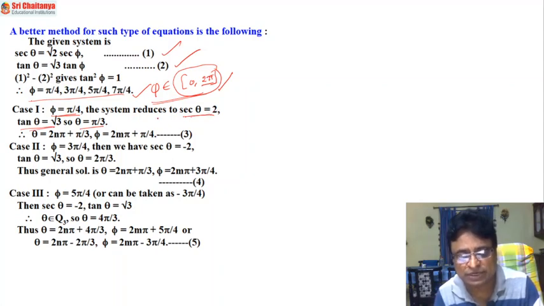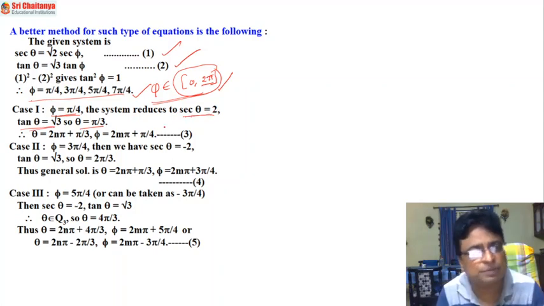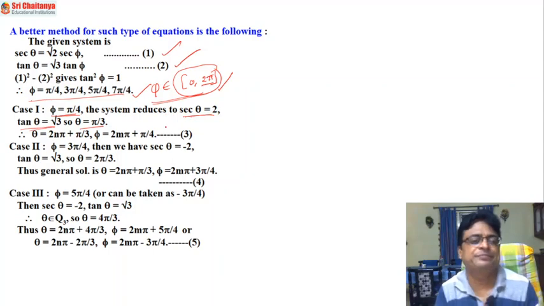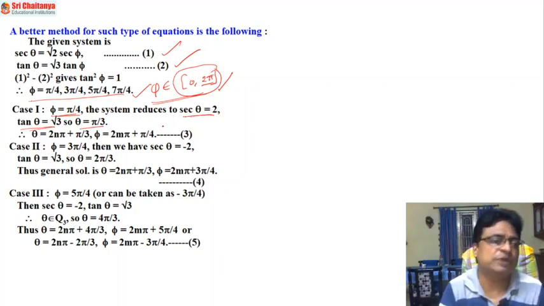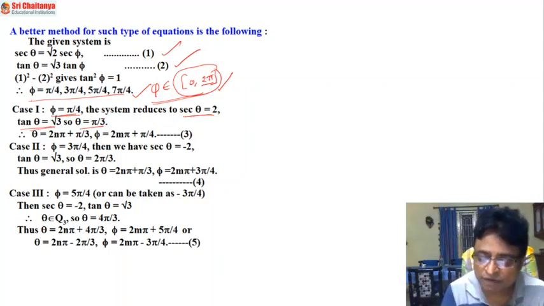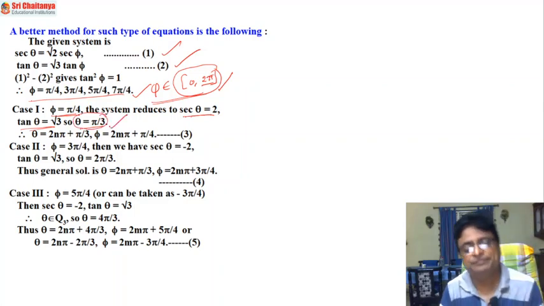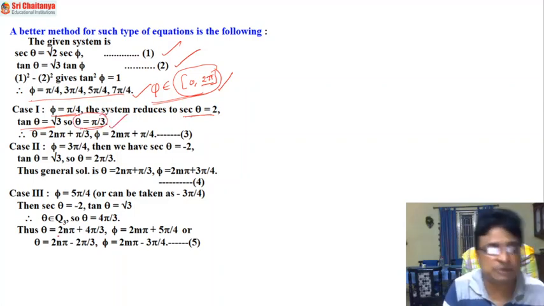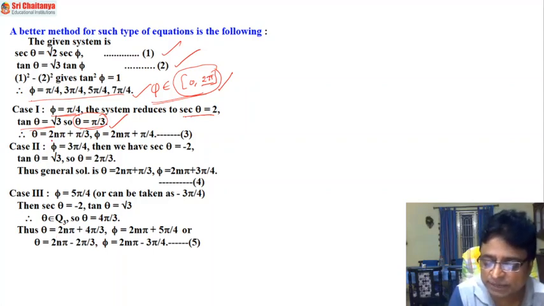Secant is positive and tan is positive. Secant and tan both are positive in which quadrant? That is in the first quadrant. So in the first quadrant, what value of theta will satisfy both the equations? That is pi by 3 only. Then what to do? As per our method, you add just 2n pi to that value.